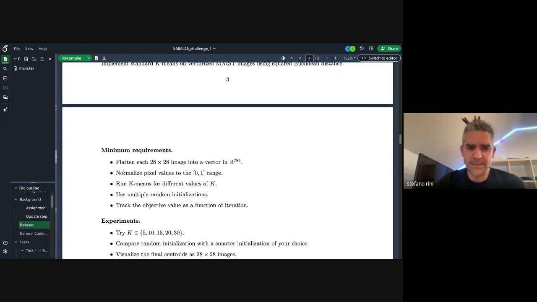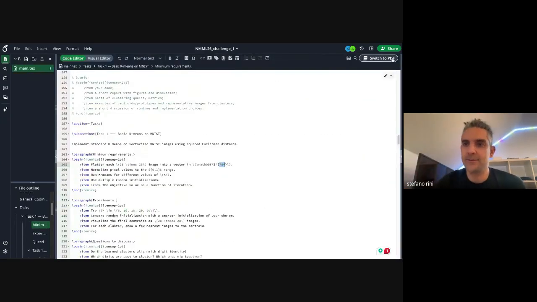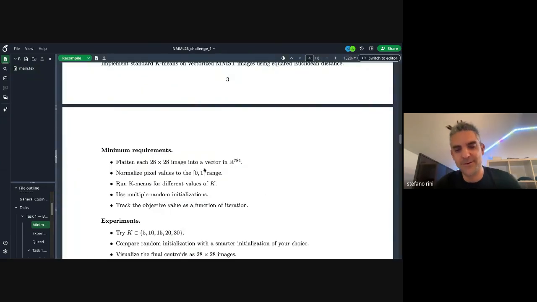As we said, once you get the data set, you flatten the image into 784. Oh gosh, guys, I always get confused with the dimension. So 28 by 28, which is 784. Then the pixel values are between 0 and 255. Usually it's always good practice to normalize the range between 0 and 1. And I think after challenge 1, you understand why normalizing to the 0-1 range is good.